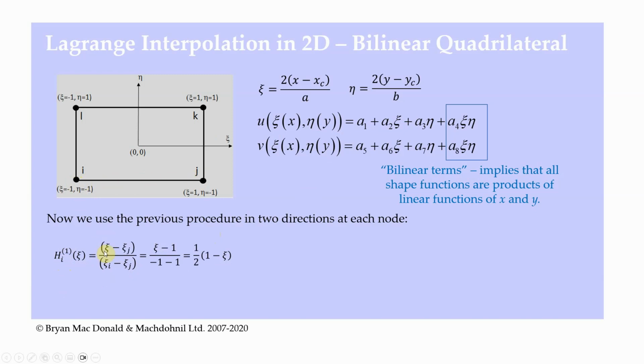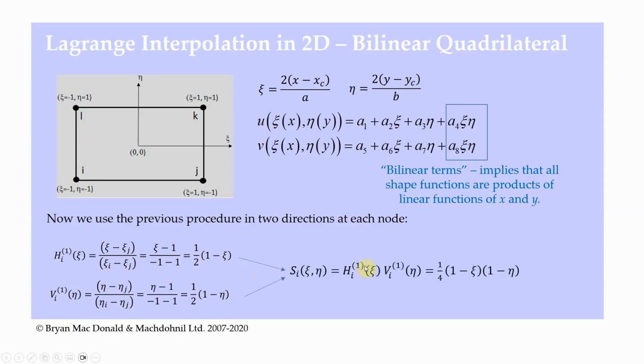So in this case, HI, the horizontal component of the shape function, ends up being a half 1 minus eta. We can do the same thing for the vertical direction, and we can say again we're just interpolating this way. VI first order, so again looking at node I but going in the vertical direction and using a first order equation gives us neta minus neta j all over neta I minus neta j. Again, these are exactly the same as we did in the one-dimensional problems earlier, and this case gives us a half 1 minus neta. So we've got two parts of the shape function, and if we multiply them together we get the full shape function.